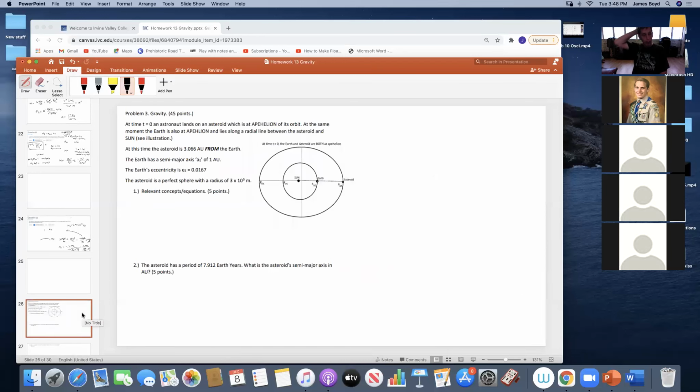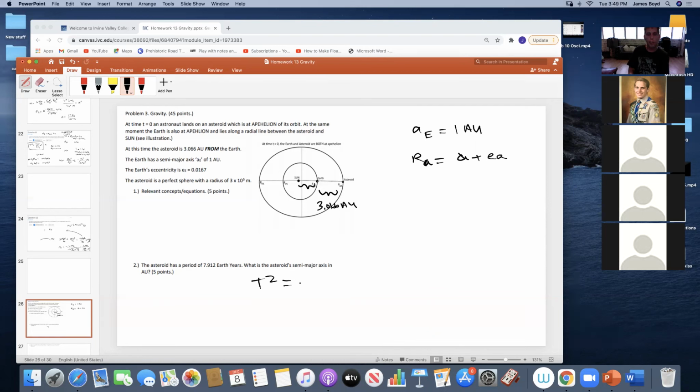Okay. We have two more to do. This problem is tricky because of what you're told. You're told this distance is 3.066 AU, but you're not told what this distance is. And it's not 1 AU. A of the Earth is 1 AU, but this distance is actually RA of the Earth, which is actually A plus EA. Anyway, we'll get there. The asteroid has a period of 7.912 Earth years.